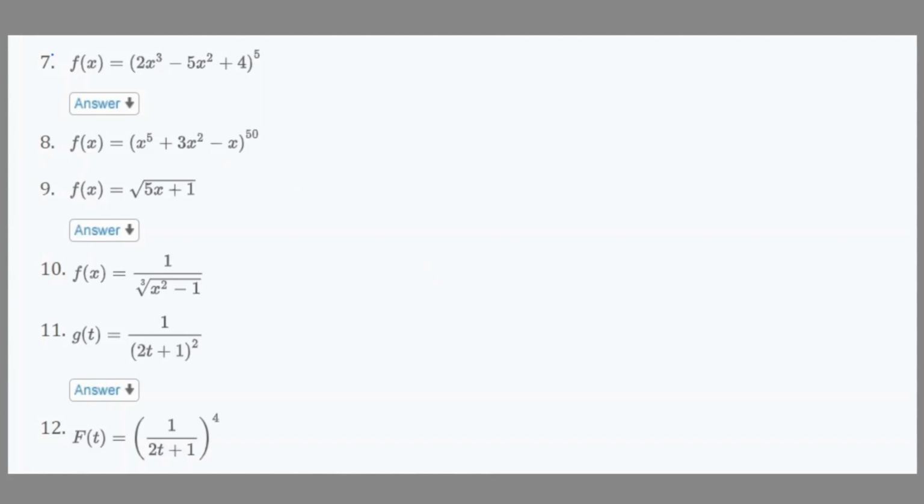Alright, so I want you guys to try number 7, 8, 9, 10, 11, and 12. So you could pause the video and try that. All these will use the chain rule, but you could also use the quotient rule for these too. But I would suggest using the chain rule, as it's a lot faster. So you could pause the video and try them out.